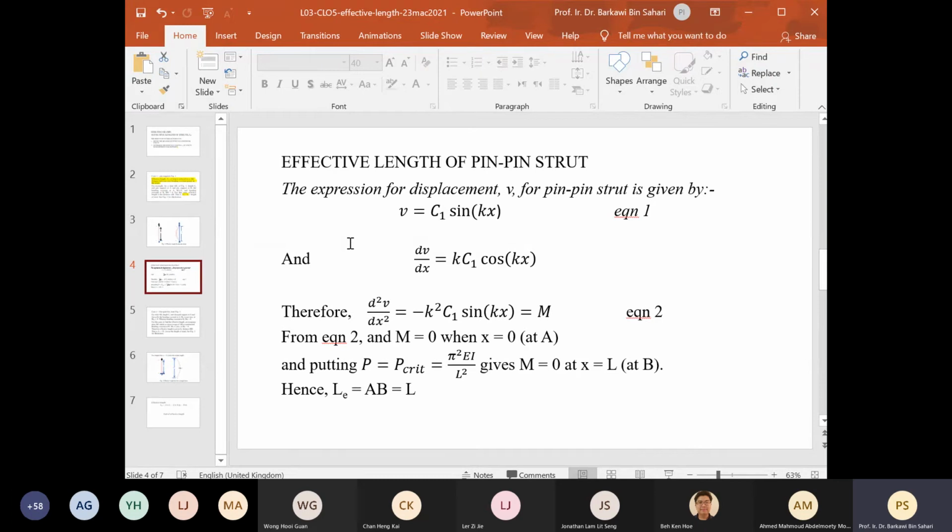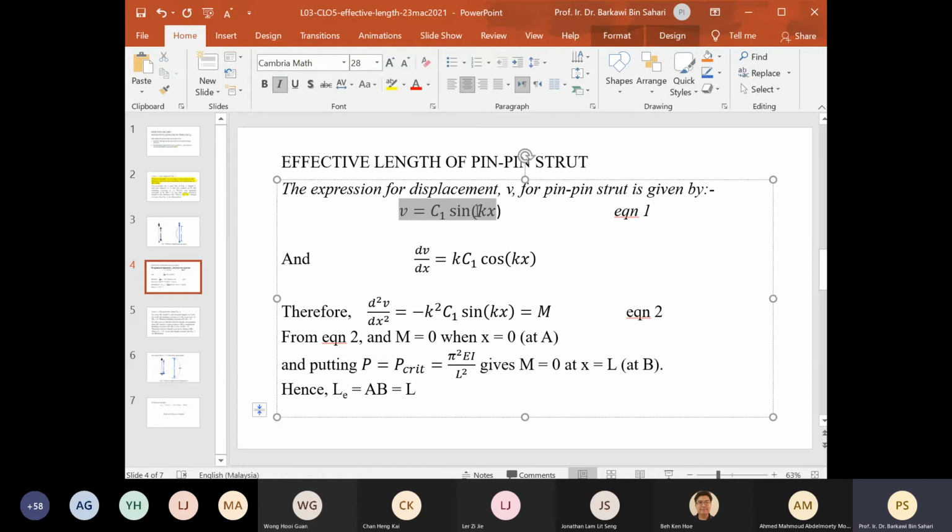If you want to calculate, this one is looking for zero bending moment. So V equal to C1 sine Kx. dV/dx is K C1 cos Kx. And moment is d²V/dx², which is K squared C1 sine Kx.